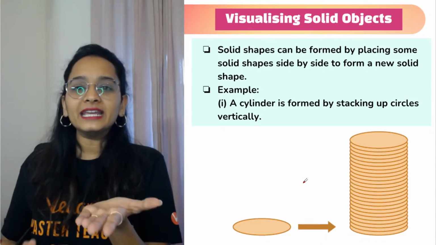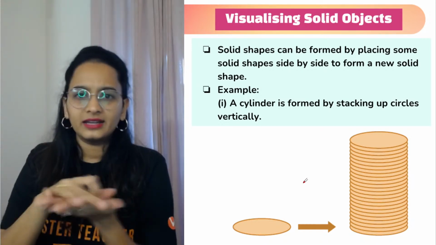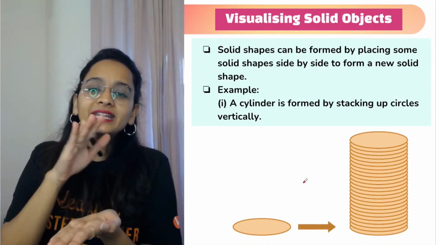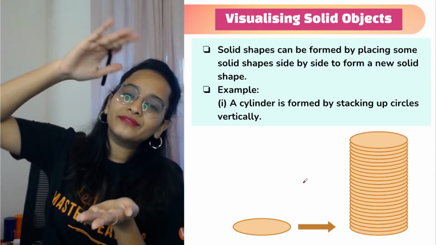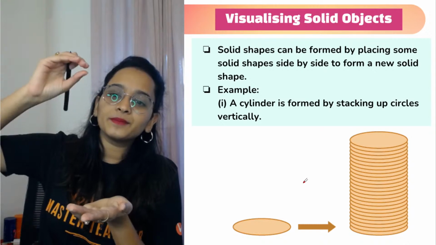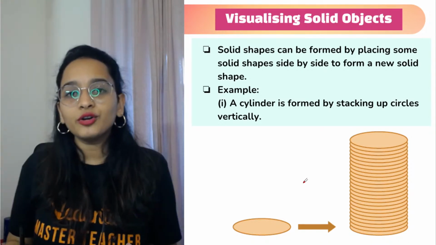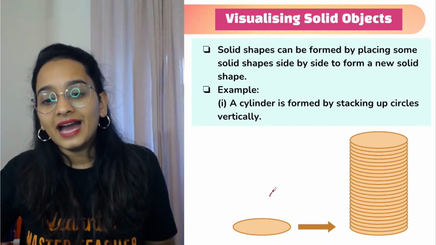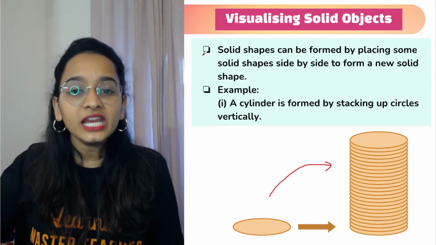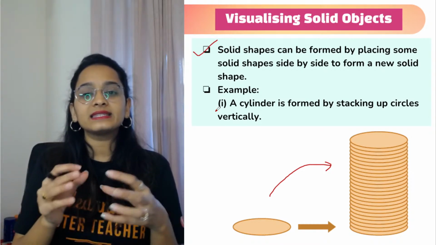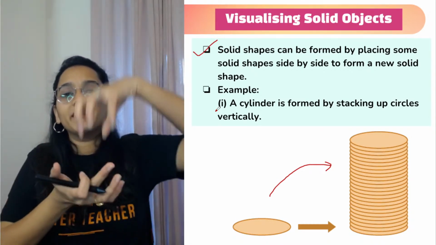Now, if I take a plate, a flat plate in which we eat, or like a lid, and place multiple plates one above the other, if I stack up circular plates vertically, what is it that you're seeing? You're seeing that a cylinder is being formed. So solid shapes can be formed by placing some solid shapes side by side or one above the other.